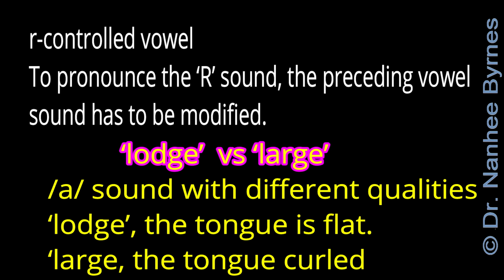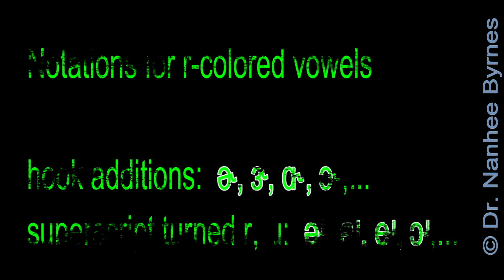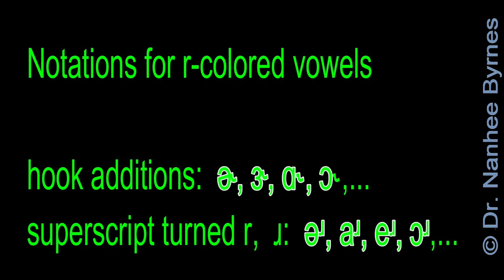Clearly, vowels with R sound different from vowels without R. For this reason, some linguists use notations specifically designed for the R-colored vowel. Examples are the hook addition, or the superscript turned R.